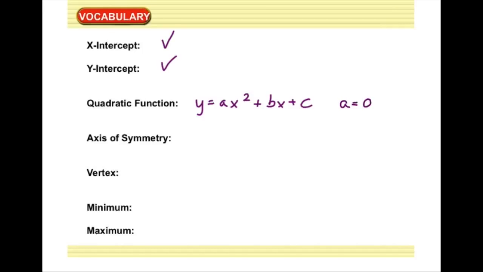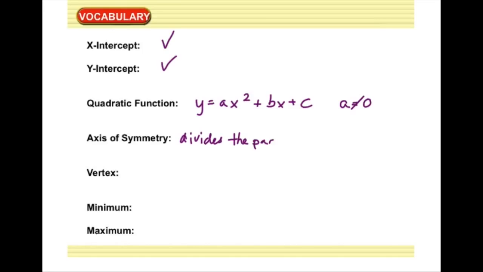So what that tells us is that this is not a linear function, right? A linear function would be y equals mx plus b, or y equals bx plus c. Without the a, we don't have a quadratic function, so we need to have either a positive or a negative value of a. The axis of symmetry divides our parabola.